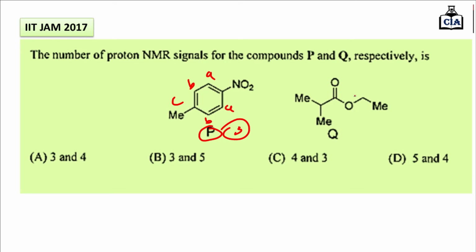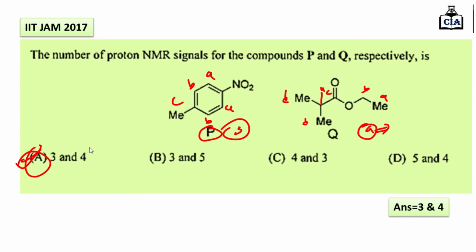Now in compound Q, the total number of signals will be, this is A, B, here hydrogen will give C type of proton, and this is D type of proton. So compound Q will give a total of 4 proton NMR signals in NMR spectroscopy. So option A will be the correct answer. P will give 3 and Q will give 4 types of proton NMR signals.